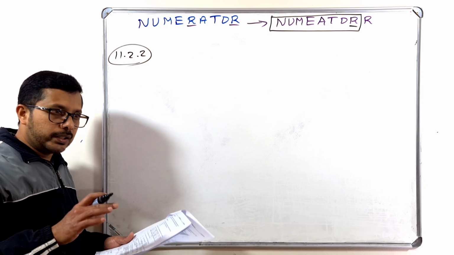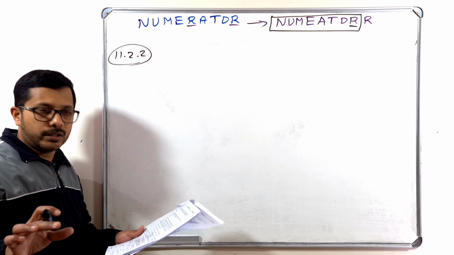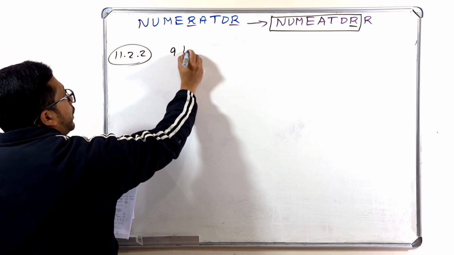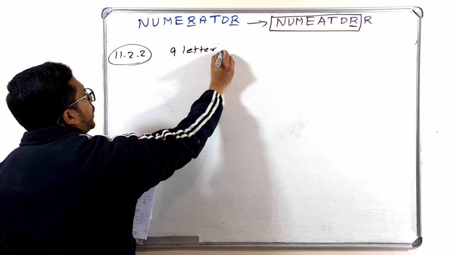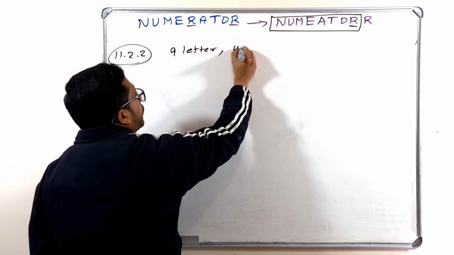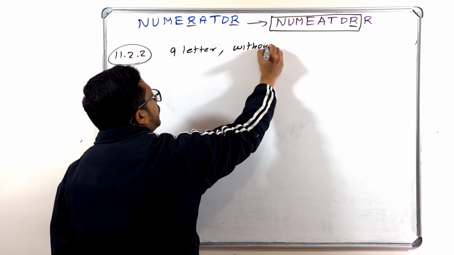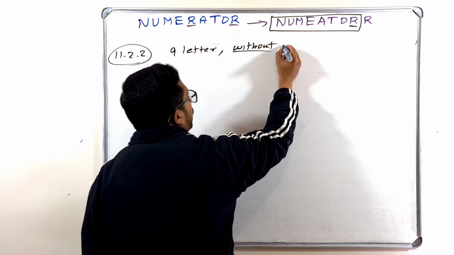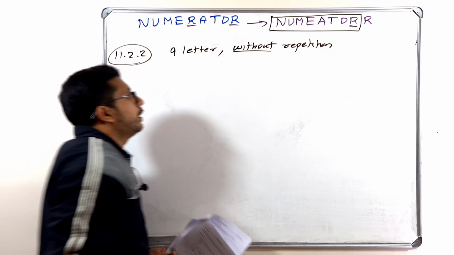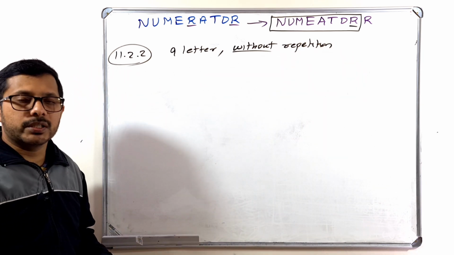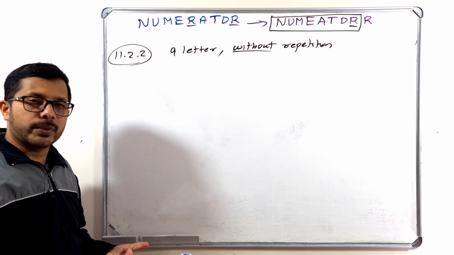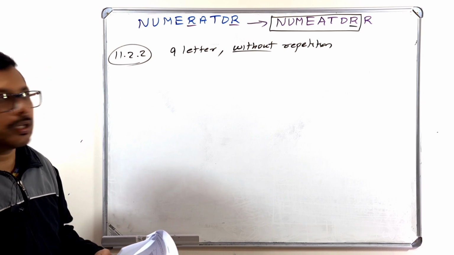Without that condition, how many total possibilities are there? Let me write: 9 letters and without repetition. Without repetition, that is important. 9 letters without repetition. Can you say how many options there are? So without repetition, how can you write?